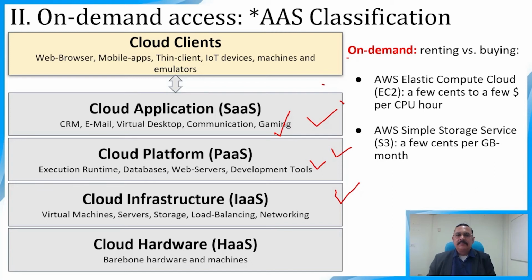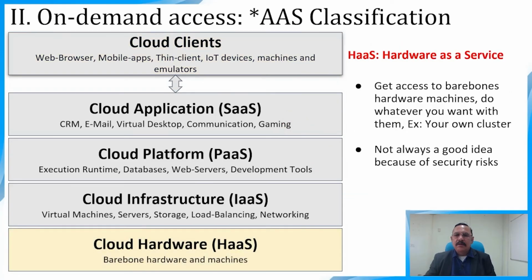So, you can see that when you say on-demand access, you have to compare it in terms of buying or renting as a service, like cloud. So, AWS is one such service, which is called Elastic Compute Cloud. A few cents to a few dollars per hour of CPU usage is being measured. Similarly, AWS Simple Storage Service S3 is a few cents per GB per month.